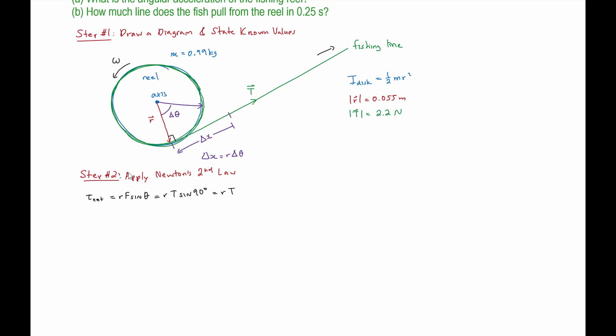So in order to apply Newton's second law, we also need the moment of inertia I. So we know I is equal to 1/2 mr squared. So that means we can now have an equation for Newton's second law. Tau net is equal to I times alpha. We want to solve for alpha, so that's tau net divided by I is equal to rT divided by 1/2 mr squared.